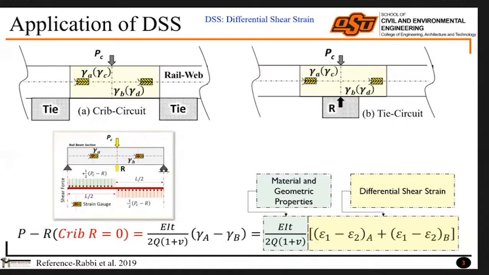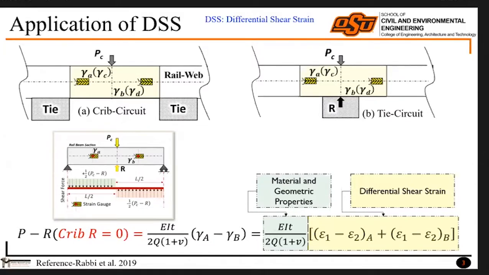And this theory was proposed by Dr. Adbach et al. in 1979. And in his theory, he used a strain gauge to measure the differential shear strain in two locations. One is in between two ties, as shown in the figure. And in another case, he installed the strain gauge over a tie. So the instrumentation setup over a tie is called tie circuit, and another one is called crib circuit.